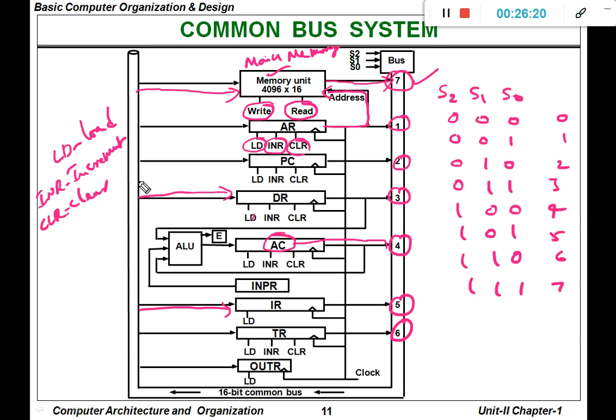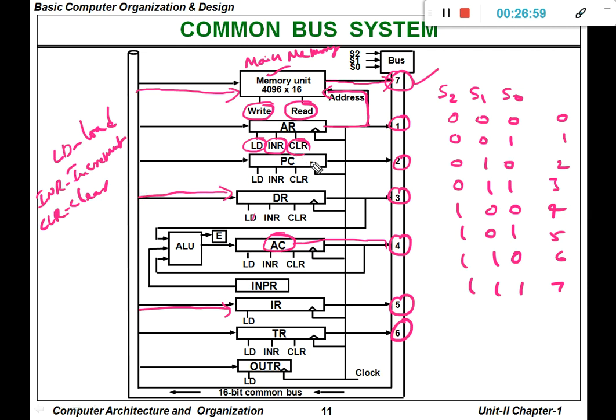So LD means load; it is going to load the content. INR means it is going to increment the existing content. CLR means it is going to clear the content. Okay. So these three are very important operations. These three operations can be performed with any of the registers: either the load operation, or the increment operation, or the CLR, clear operation.